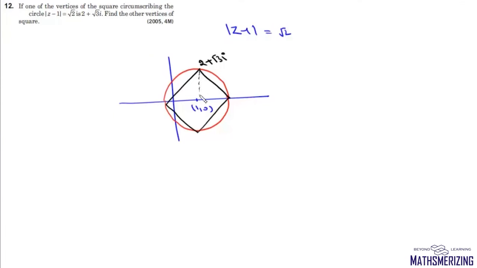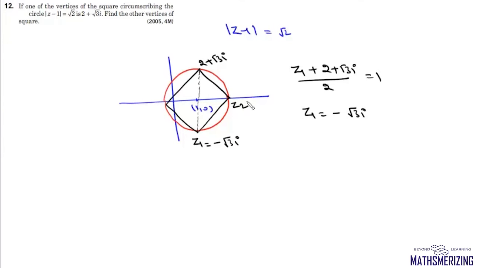Now we know that the vertex which is opposite to this given vertex will have its midpoint at 1. So suppose this is z1. Now (z1 plus 2 plus root 3 iota) upon 2 is 1. That means the value of z1 will be minus root 3 iota. So this vertex will be minus root 3 iota. Now what about the other two vertices?